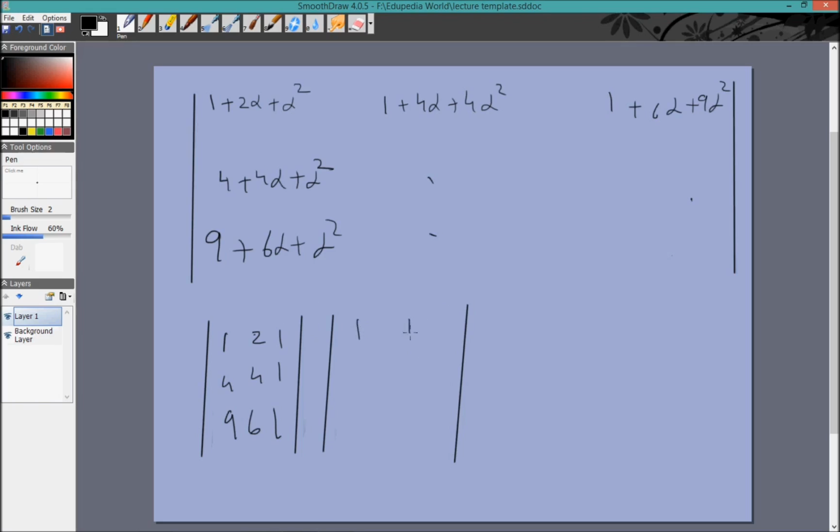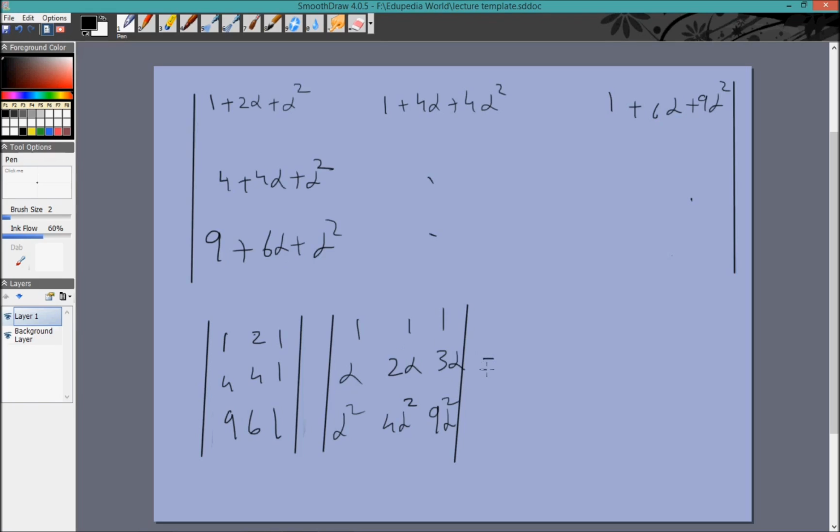So it's actually 1 1 1, alpha 2 alpha 3 alpha, alpha squared 4 alpha squared 9 alpha squared, right? And you can see 9 alpha squared and 9 will multiply to give 81 alpha. 1 2 1 multiplied by this will give me 1 plus 2 alpha plus alpha squared, then 1 plus 4 alpha plus 4 alpha squared, then 1 plus 6 alpha plus 9 alpha squared, then 4 4 1 with this, 9 6 1 with this. So that's all this question was trying to test, right? After this, the question becomes somewhat easy.